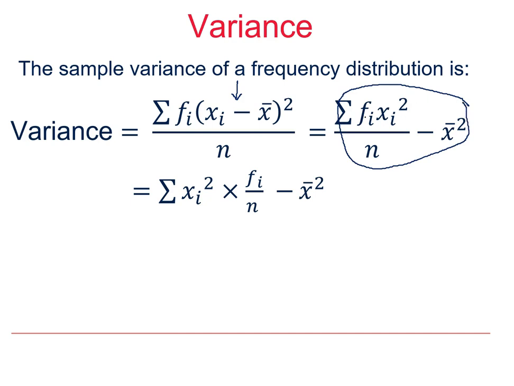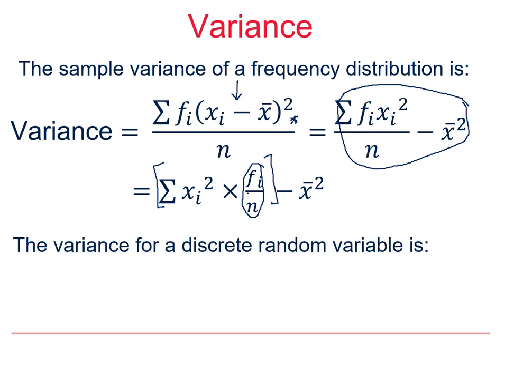So summing fx squared and averaging that by dividing by n and subtracting the mean squared, which is exactly what you get when this first formula is simplified. And just as we did before, we can write it like this. And you can see again that you could imagine for the first term here, rather than sigma fx squared over n, we could write that as sigma x squared multiplied by f over n. And that of course links to the probability.